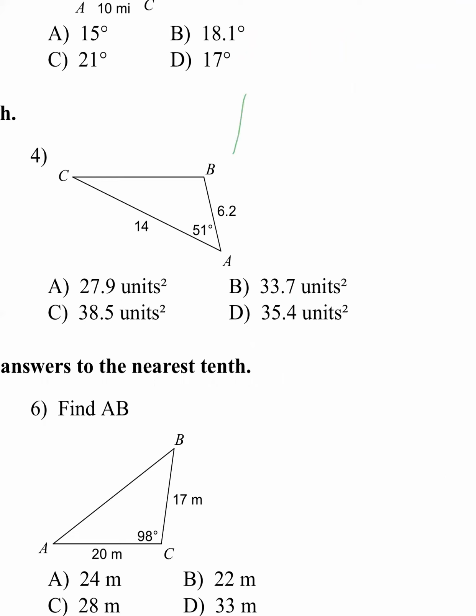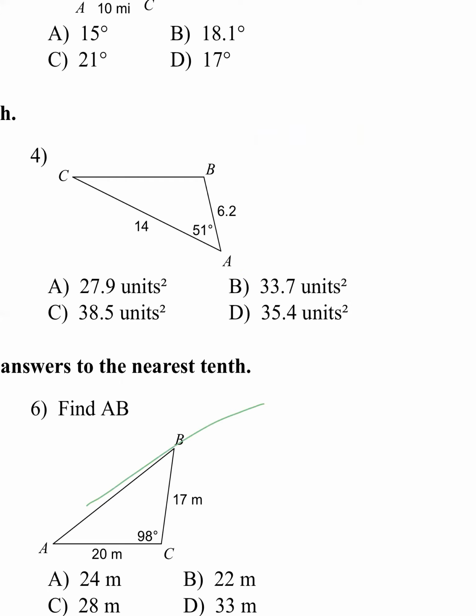Same thing. A equals one-half B times C. So it'll be 14 times 6.2 times the sine of A, so it'll be sine of 51. Throw it all in the calculator. One-half times 14 times 6.2 times sine of 51 should spit out 33.7. Choice B. Yes. Okay, moving right along.